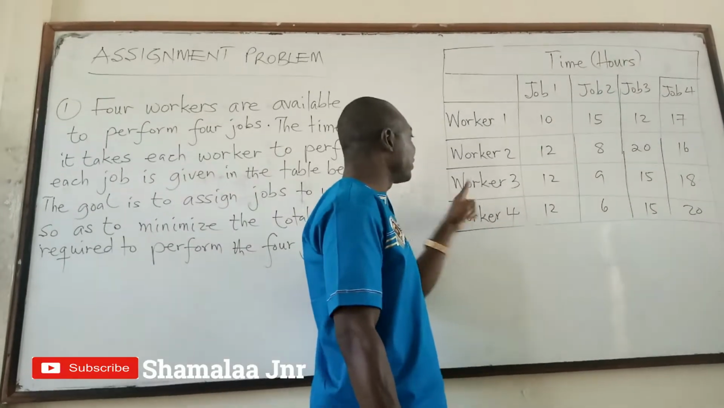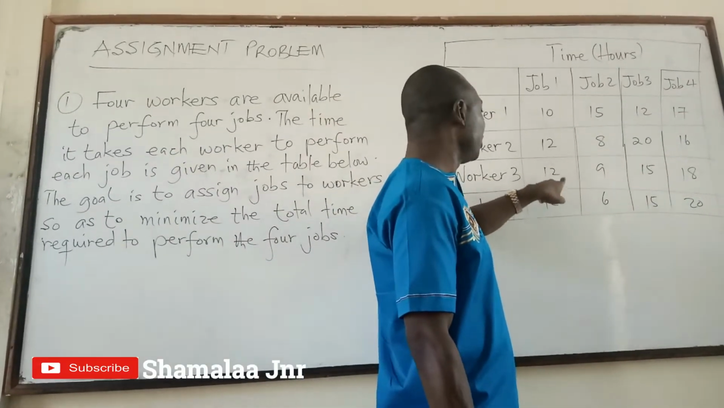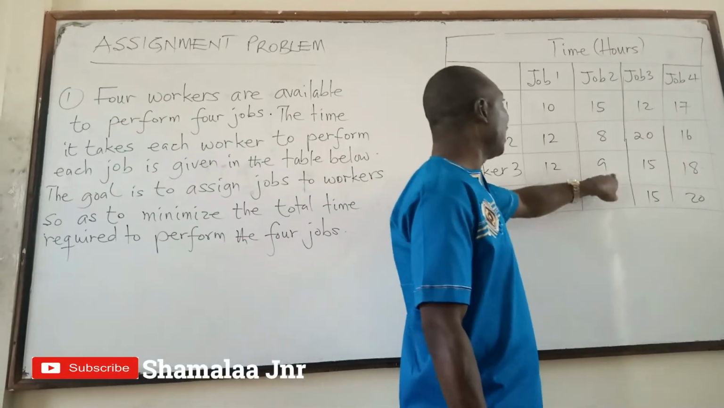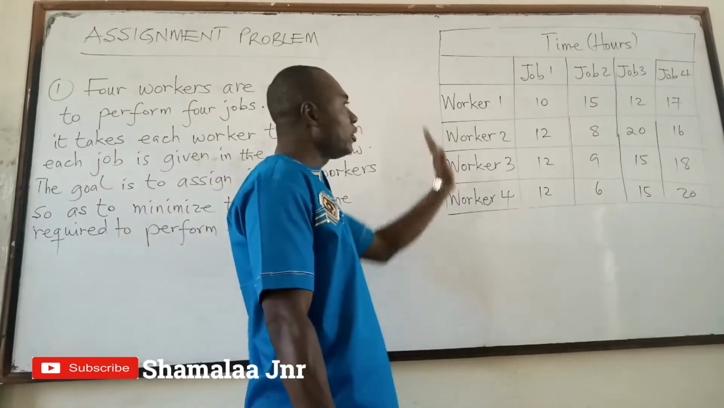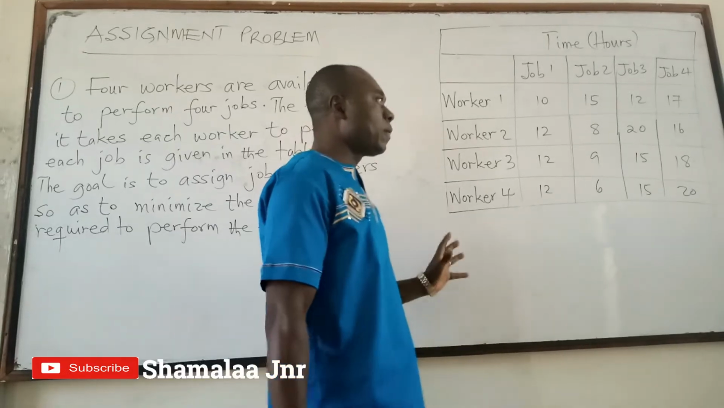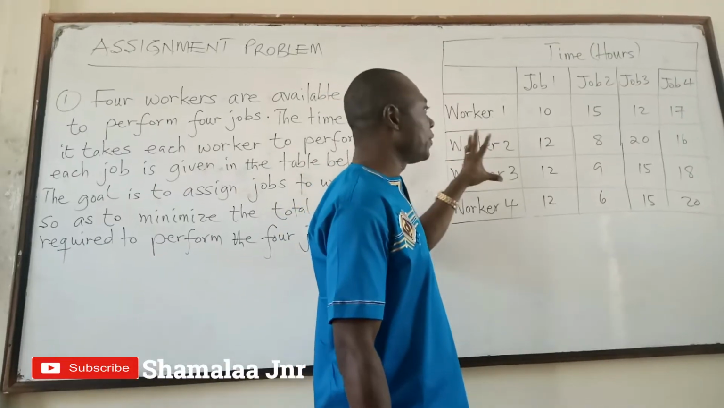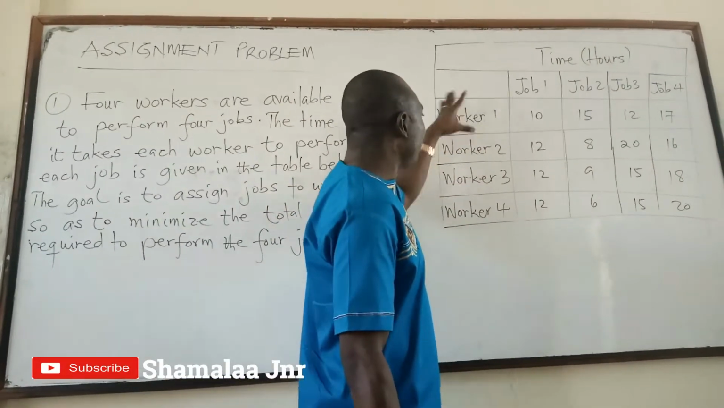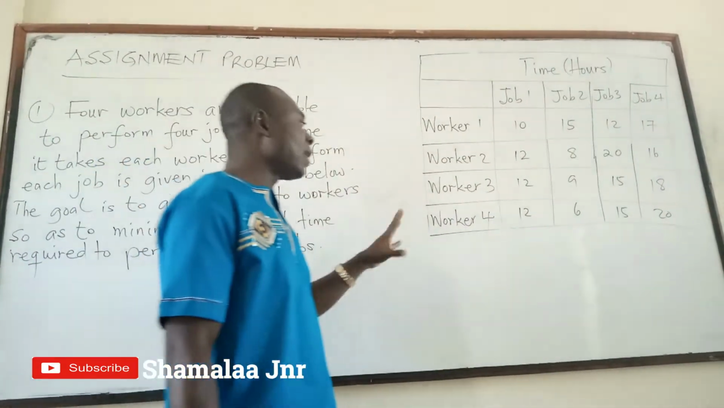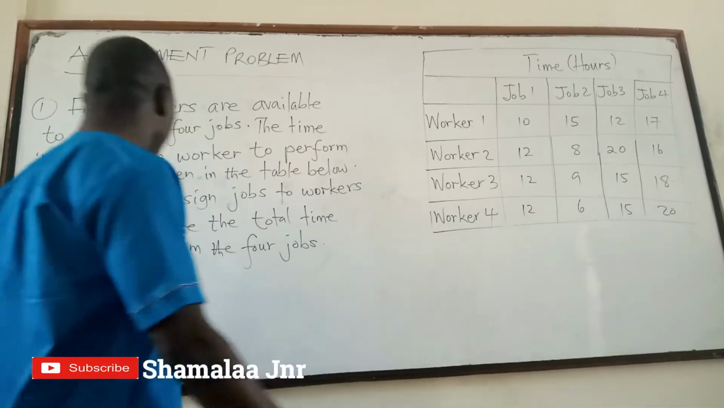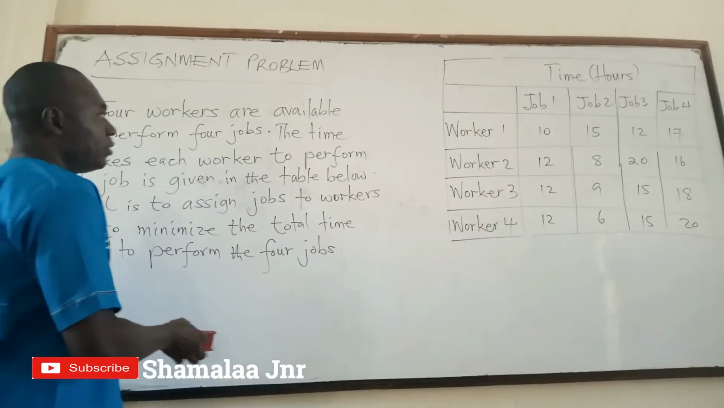Now, let's look at worker 3. Worker 3 is saying that to perform job 1, he or she will need 12 hours, 9 hours for job 2, 15 hours for job 3, and then 18 hours for job 4. So this is the explanation of the table. As an operations researcher, how do you assign the jobs to the four workers so that at the end of the day, the total time used to perform the jobs is minimum, or optimal?